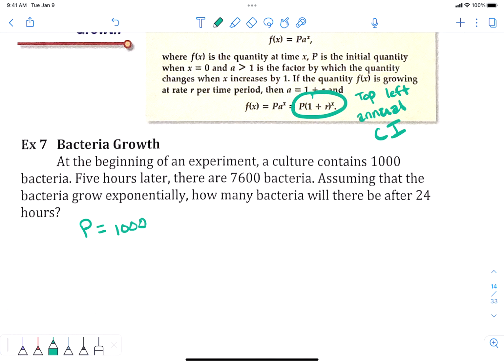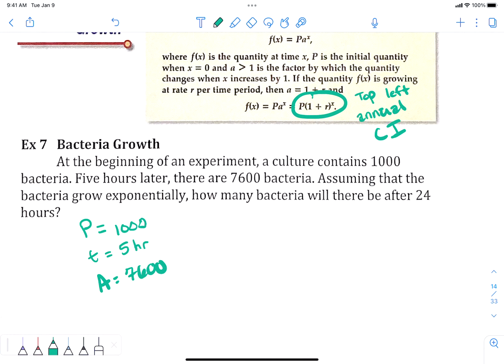5 hours later, what does that mean? Time is 5, and I'm going to put hours next to it because most of the time, time is in years, but make sure that you pay attention to what units they are and what units you're wanting, okay? There are 7,600 bacteria 5 hours later. What is that? After amount, 7,600. We're writing this stuff down so we don't have to reread.